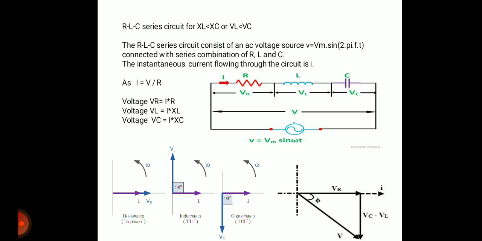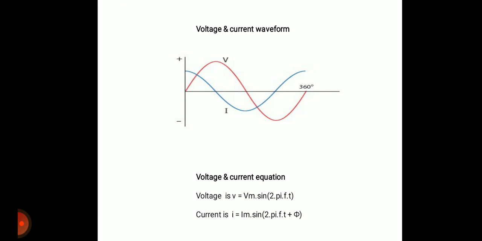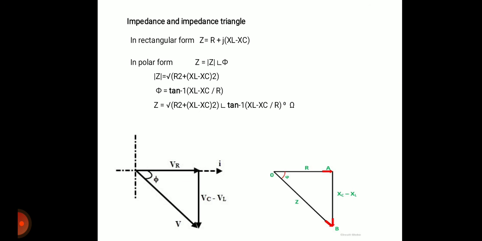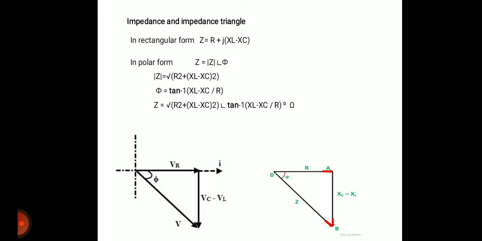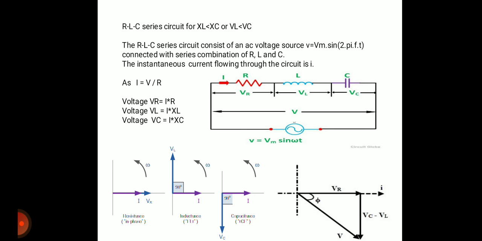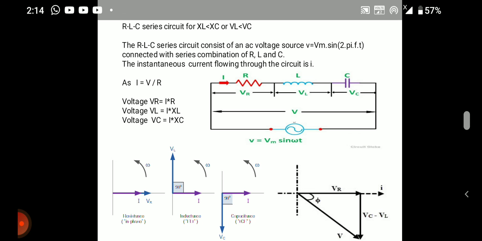So in this video, we have studied how to draw the RLC series circuit, how to get the equations for VR, VL and VC, how to draw the individual phasor diagrams for R, L and C, how to get the resultant phasor diagram from merging all three together, then how to draw the waveforms, how to get the voltage and current equations, how to get the impedance and impedance triangle, and power and energy in the RLC series circuit for the given condition XL is less than XC and VL is less than VC. Okay, we are going to stop here.